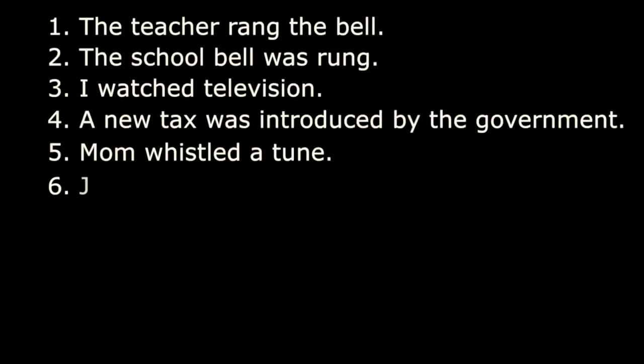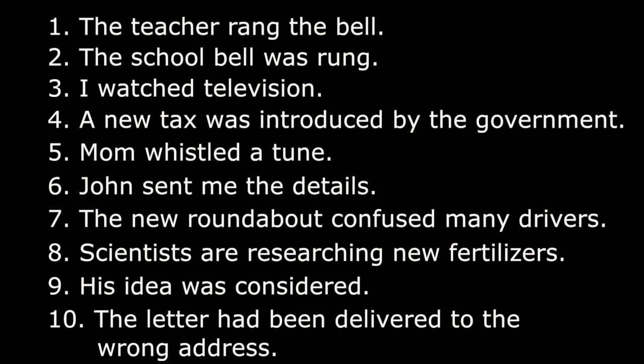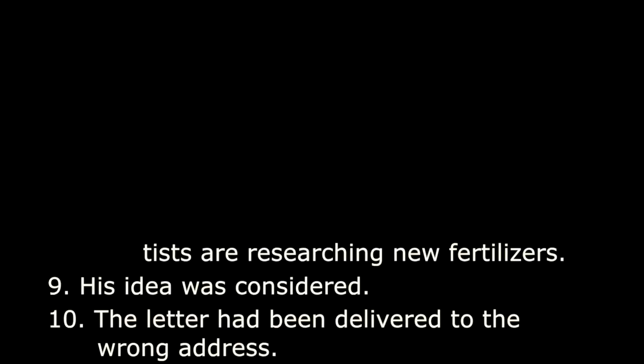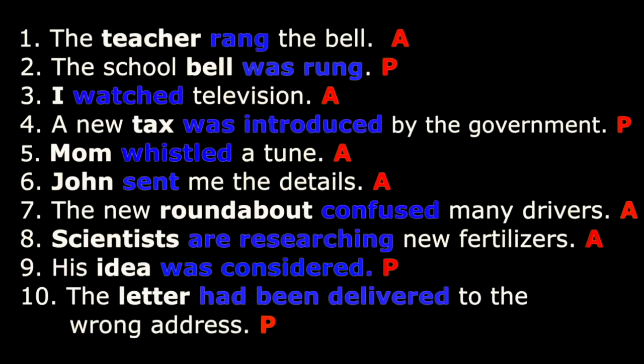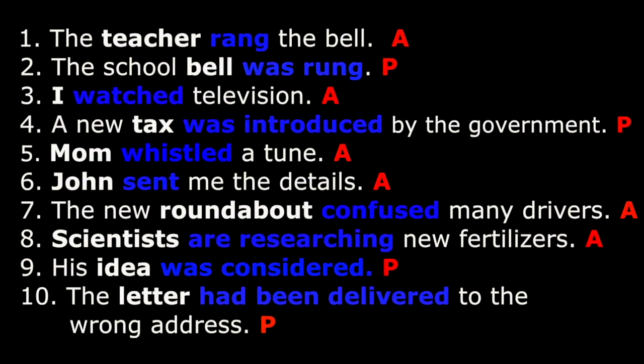Okay, it's time to test what you just learned. Here are 10 example sentences, and write down next to each one whether or not they're written in the active voice or the passive voice. So go ahead and pause the video and write down your answers. All right, are you all done there? Here are the answers for the 10 sentences. A is for active, P is for passive. You can go ahead and pause the video while you check your answers.